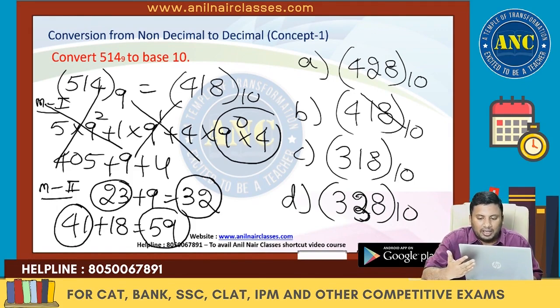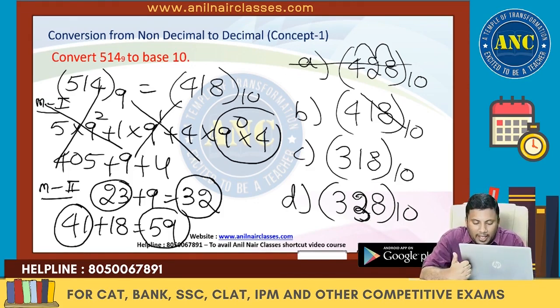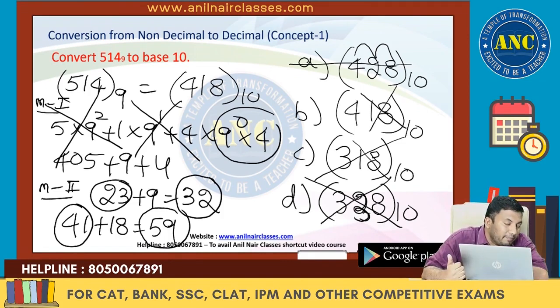Are you all with me? 428. 4 plus 2, 6. 6 plus 8, 14. 14 digital sum is 5. Not possible. 8 plus 1, 9. Digital sum is 3. Not possible. 8 plus 3, 11. 11 plus 3, 14. 14 digital sum is 5. Not possible. 8 plus 1, 9. Removed. Remaining it is 4.